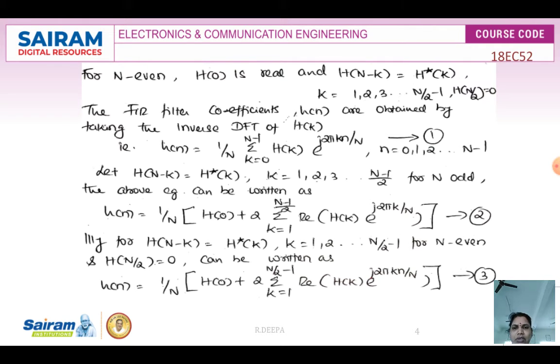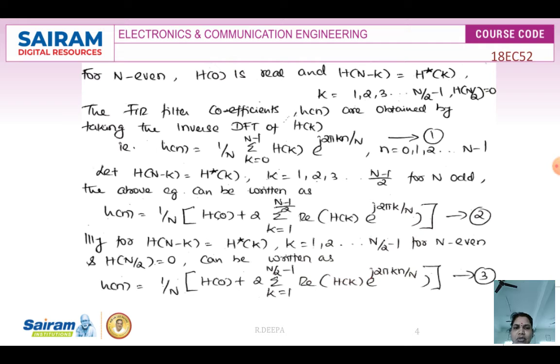So now let us find out what the filter coefficients are. In order to find the filter coefficients h of n, we are going to take the inverse DFT of h of k. We know the formula for inverse DFT: h of n is equal to 1 by n summation k is equal to 0 to n minus 1 h of k e power of j 2 pi k n by n, where small n ranges from 0, 1, 2, 3 up to n minus 1. Here I am going to impose the conjugate symmetry property to have linear phase for the FIR filter. So let h of n minus k is equal to h conjugate of k.